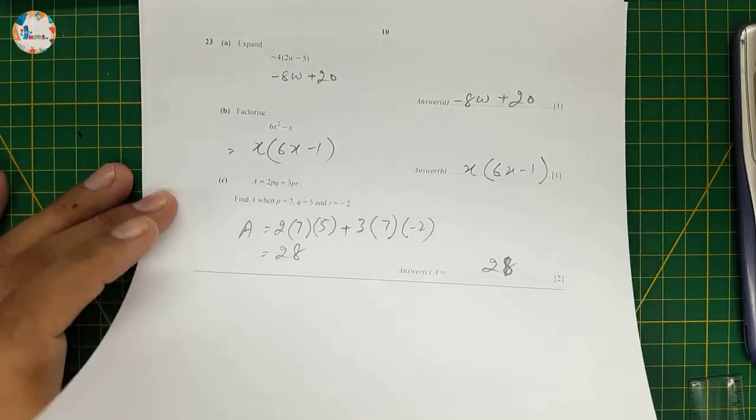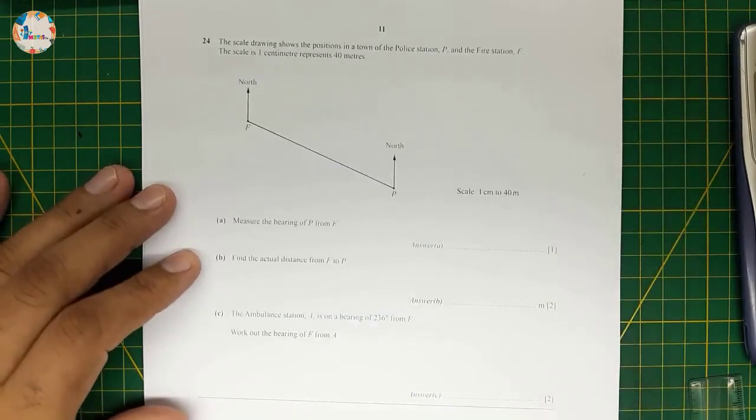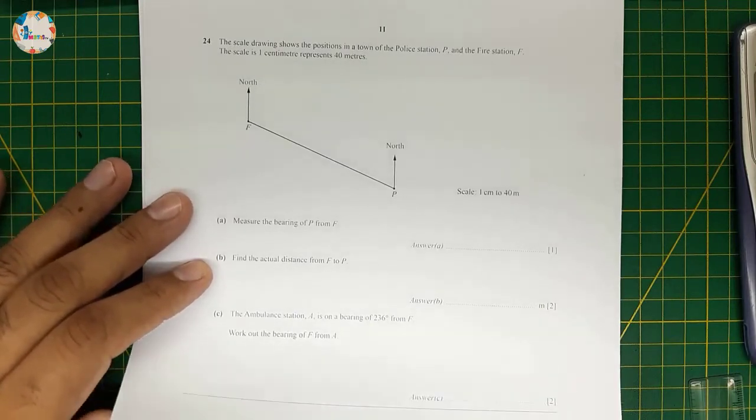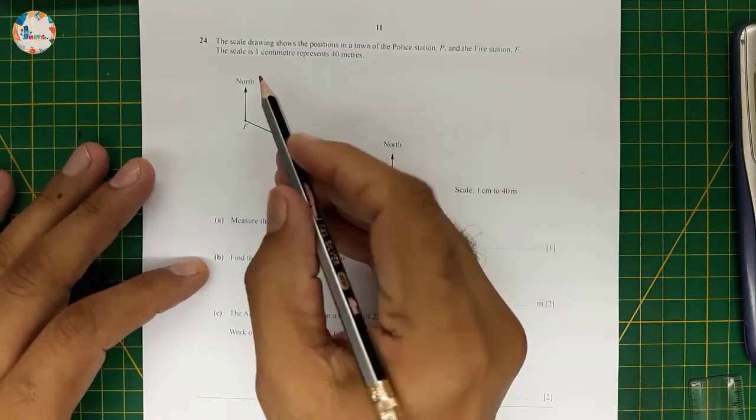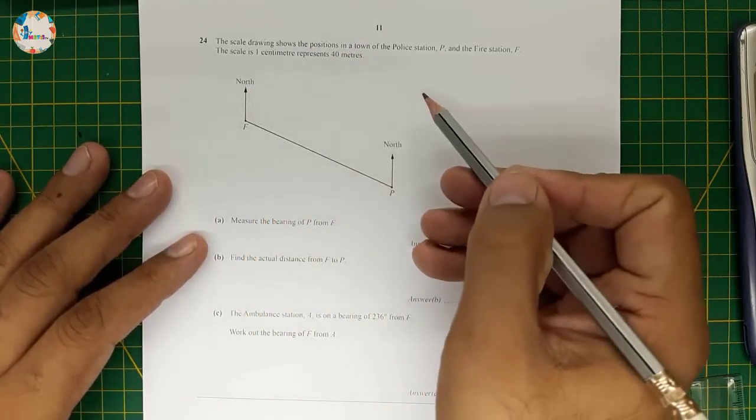We are having one more question, which is 24. After solving this question, we will be over with this paper. So question 24 is basically a bearing question.